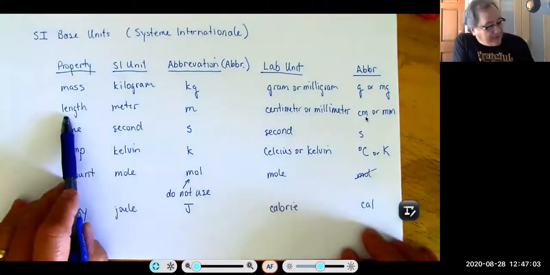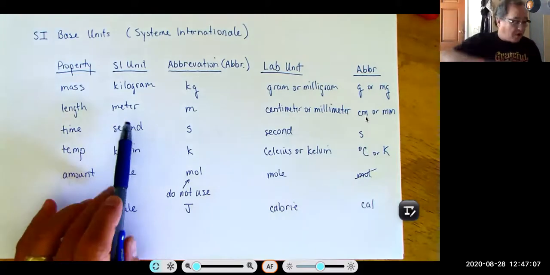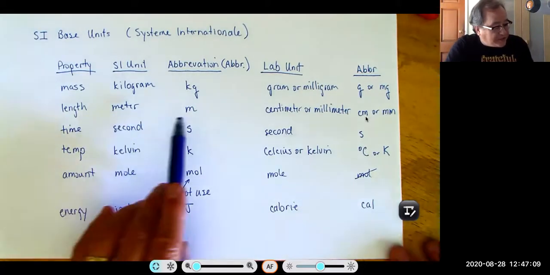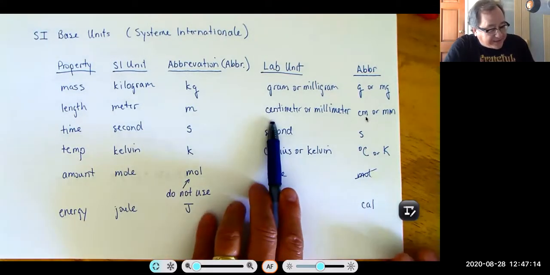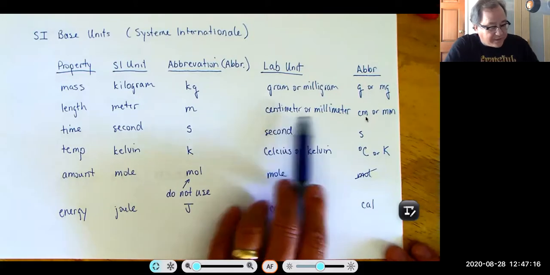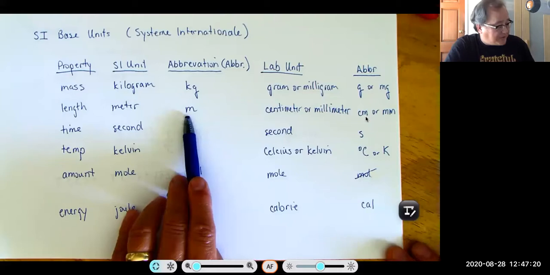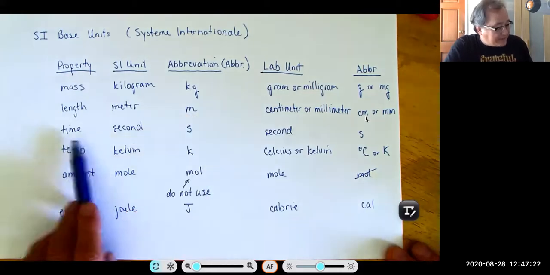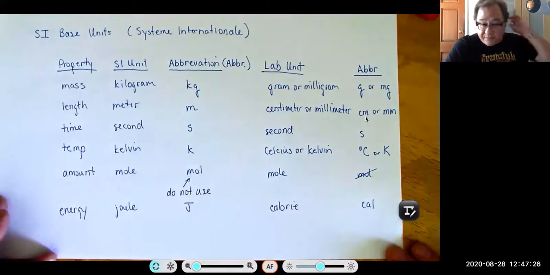Now, for length, the SI unit is the meter, which is about the length of your arm. The abbreviation is m. We measure things in either the centimeter or the millimeter in the lab. A meter is a very long length for anything we might measure in chemistry. Time is the second. The abbreviation is s. For the lab unit, it's also a second, and the abbreviation is s.